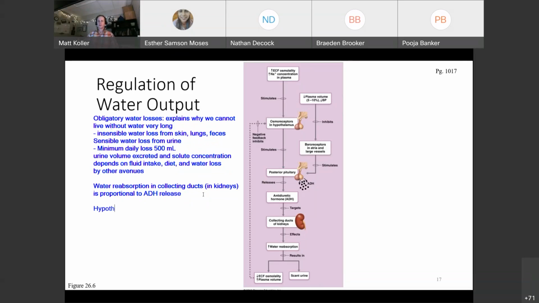Your hypothalamic osmoreceptors will sense extracellular fluid solute concentration and regulate ADH accordingly, okay? So these receptors, osmoreceptors, means osmolality. They will actually detect the concentration of electrolytes and solutes in the extracellular fluid, and then will regulate antidiuretic hormone accordingly.